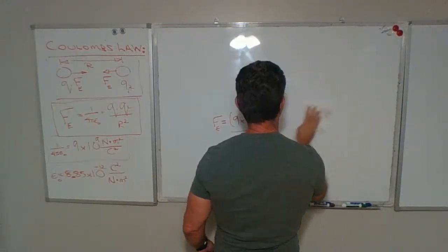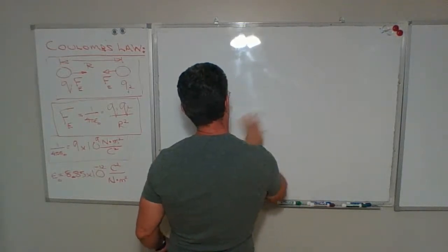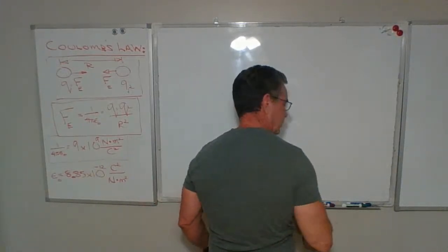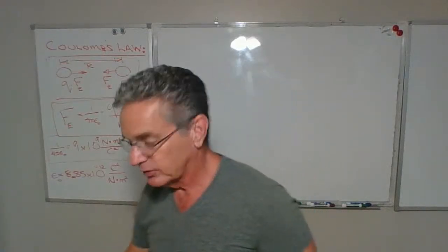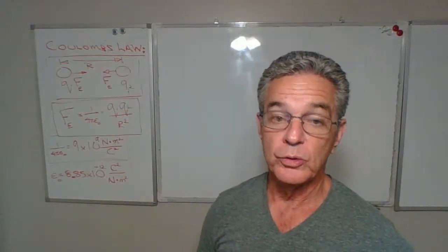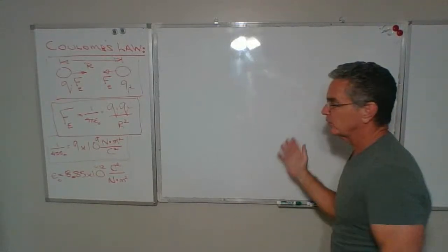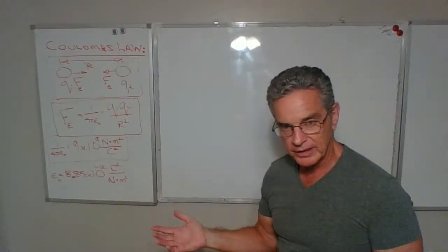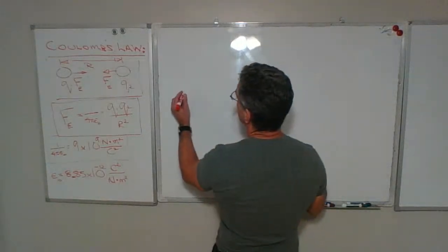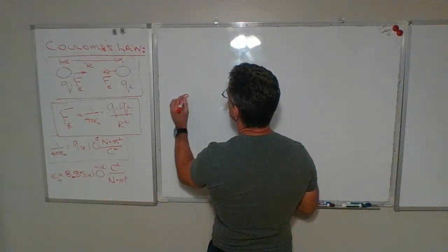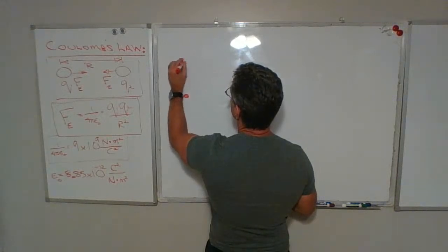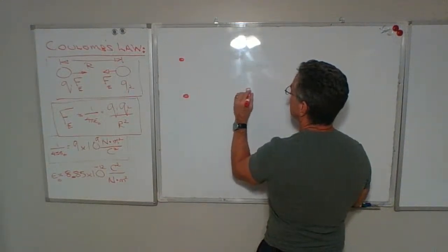And I'll create a problem where we have three charges involved and we need to find the force exerted on one of those charges due to the other two. So we could do it in a line, which would be one-dimensional, but why do that? Let's try something slightly more involved. So I'm going to put a charge here, a charge here, and a charge here.